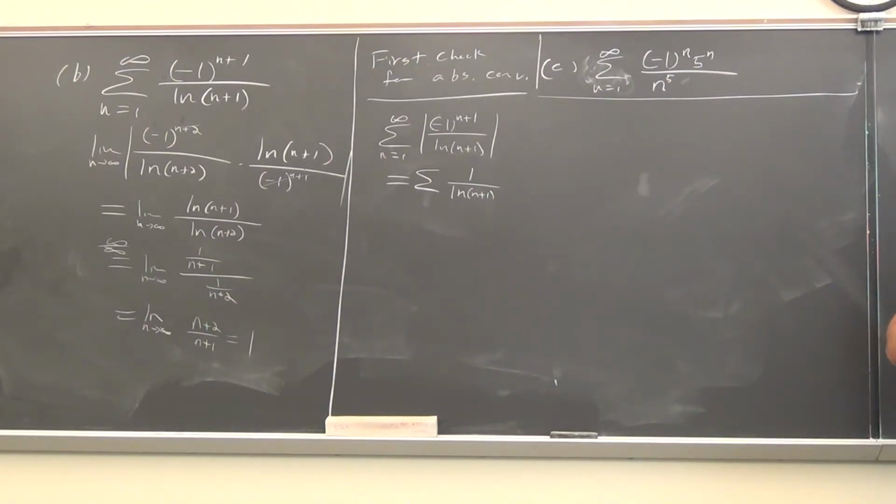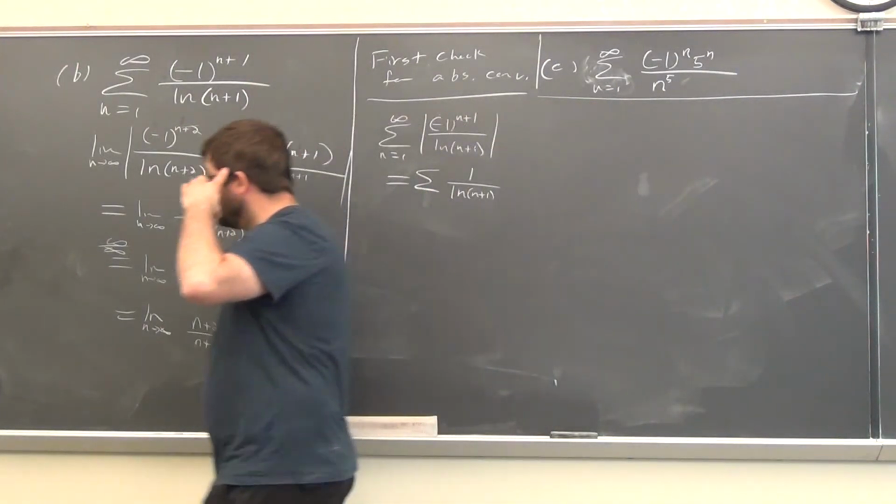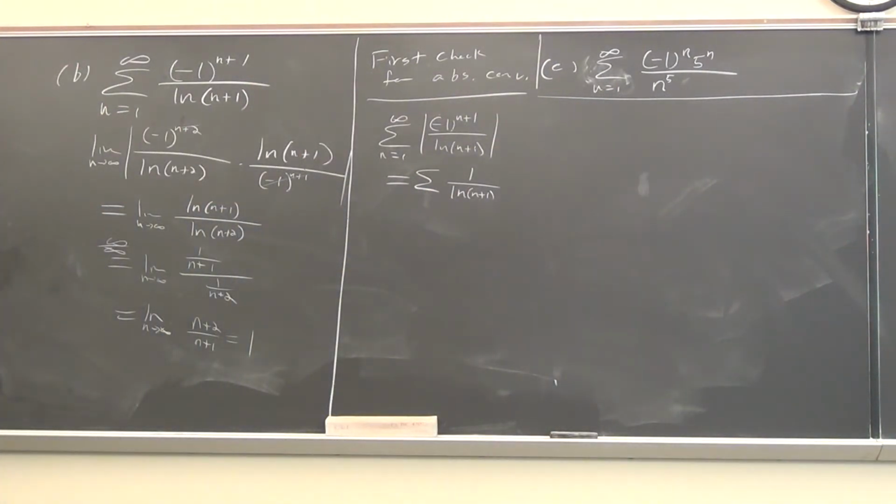Isn't this less than 1? If you just plug in, 1 over the natural log of 2 would be less than 1, right? So does it converge? No. You've got to start thinking about things. So what are the series we know about convergence or divergence? We know geometric series, and we know p-series.